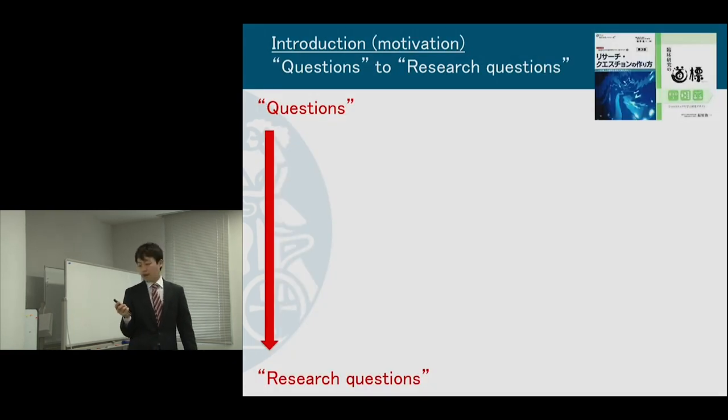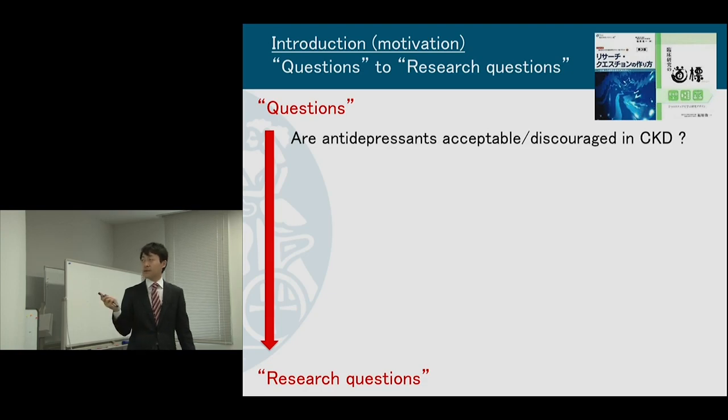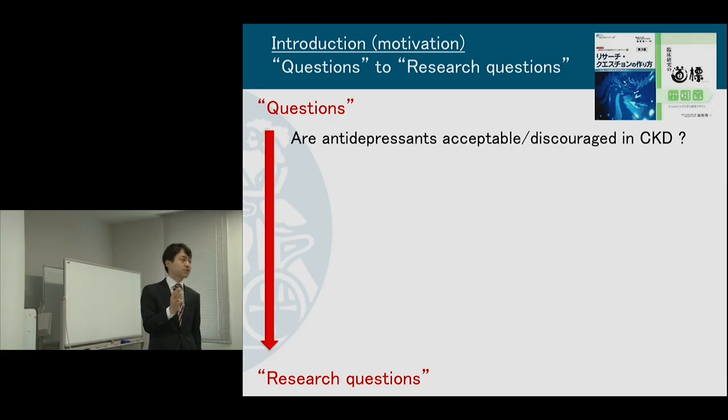Okay, first, from questions to research questions. The start of my research was when I was doing senior residency. I was consulted by a junior resident on whether antidepressants can be prescribed for patients with chronic kidney disease, pre-dialysis chronic kidney disease, who may be depressed or just sick. At that time, I didn't have any answer to this question. But suddenly this came to my mind at the beginning of my PhD, and I decided to tackle this research question. But you know, this is just a question, not a research question yet.